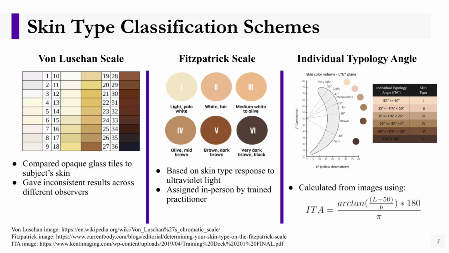In the late 1990s, individual typology angle was developed. Individual typology angle allows measurements of skin tone from computer-based images and is calculated using the shown equation.